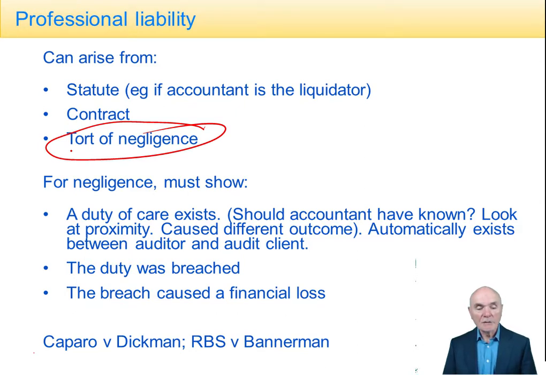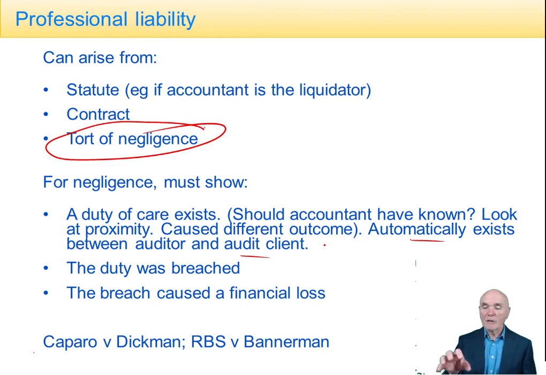For the tort of negligence, you have to show three things. First of all, that a duty of care exists. Now that automatically exists between an auditor and an audit client. It's the nature of the relationship, really. But for others, if we think of suppliers, if we think of lenders, then before this duty of care can exist, the accountant should be aware, should know that the injured party is going to rely on the accountant's work, the auditor's work. You have to look at proximity.